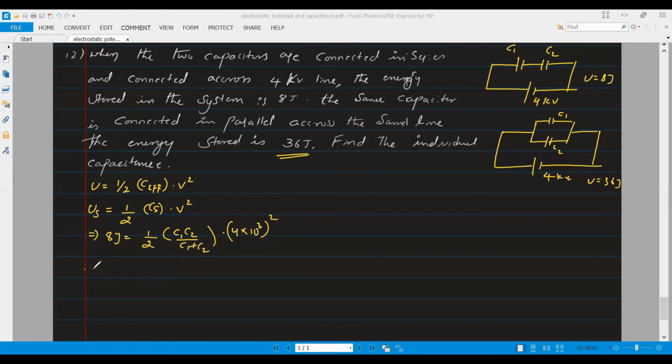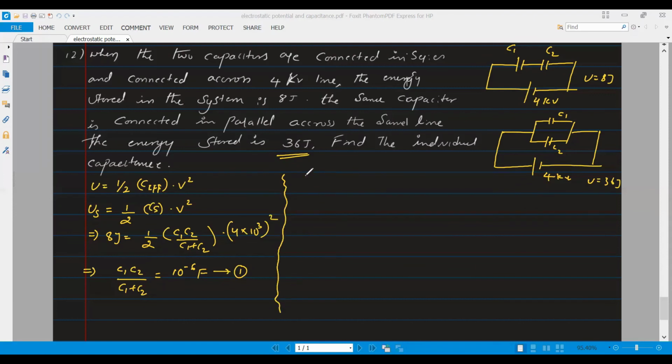If you simplify this, we are going to get C1 C2 divided by C1 plus C2 is equal to, taking the 2 to the other side it becomes 4, then taking the 2 again it becomes 16, then it is going to be 10 to the power of minus 6 farad. So let us call this equation number 1.